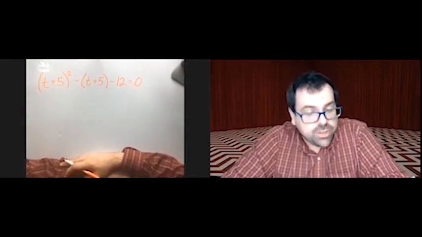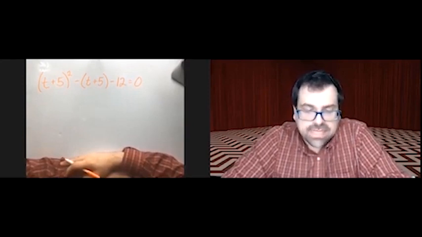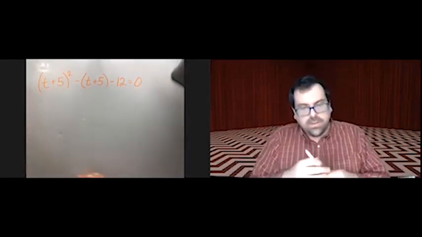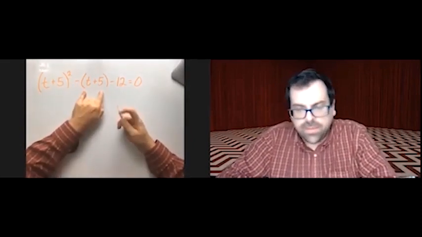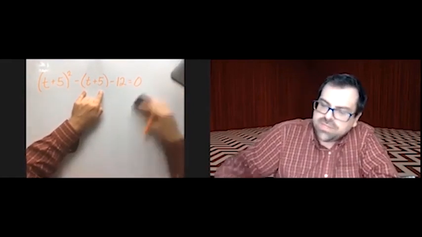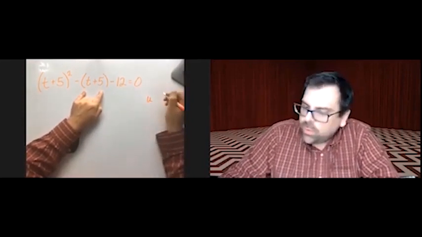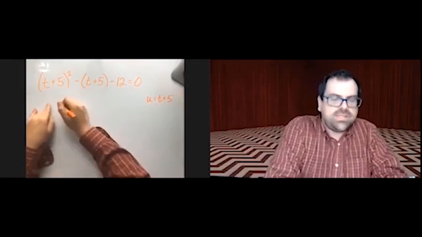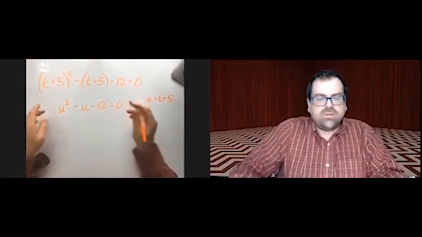Let's solve by substitution. T plus 5 squared minus t plus 5 minus 12 equals 0. Well, notice the thing that's squared is here as well. If we call that x, well, we don't use x for substitution. What do we use? U. If we say u is t plus 5, then this becomes u squared minus u minus 12 equals 0. And we can solve this.